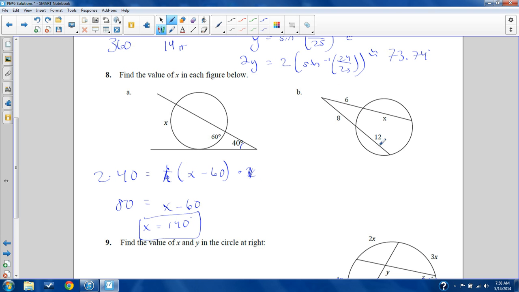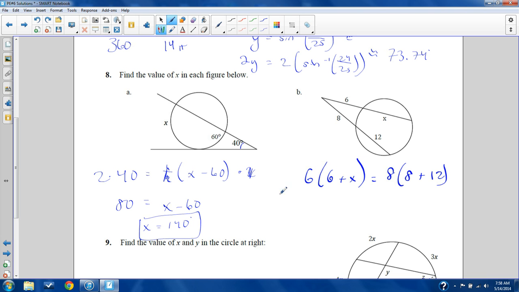Okay, 2 secant lines. These are now lengths. Remember this setup as you do this proportion here. I'm going to do the outside of this segment times the whole thing equals the outside of this segment times the whole thing. So I'll get 6 times 6 plus x equals 8 times 8 plus 12. Okay, that's my setup to solve for this.